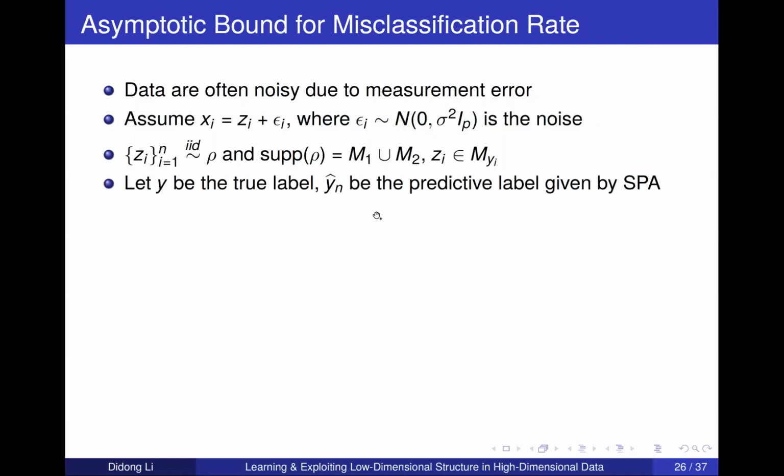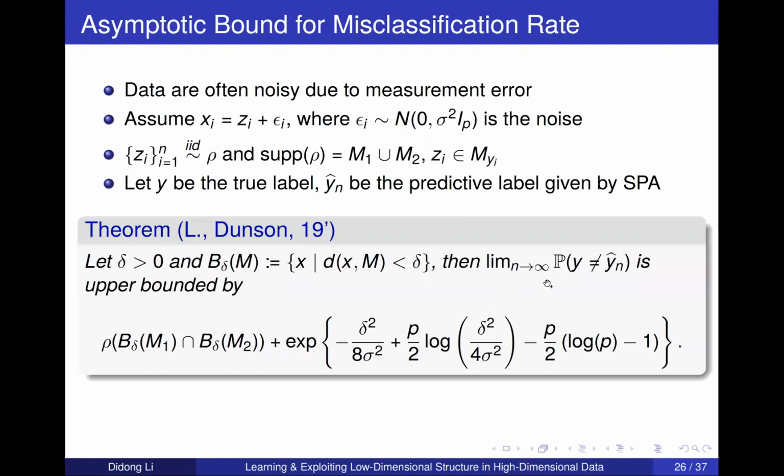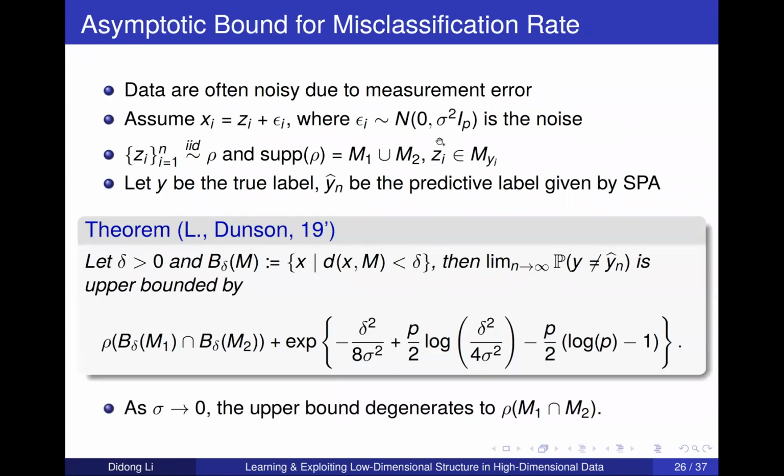Let Y be the true label and Yn hat be the predictive label given by SPA, where n means the sample size. We want to learn the asymptotic behavior of the misclassification probability as n goes to infinity. So we show that asymptotically, the probability that we misclassify Y is upper bounded by this complicated formula. I do want to mention a special case: when the noise level sigma squared goes to 0, which means there's no noise, this upper bound degenerates to the measure of M1 intersecting M2. This is not surprising because if a point is in the intersection of two manifolds, basically it's impossible to classify it correctly. And if the noise level is non-zero, we have this complicated upper bound.